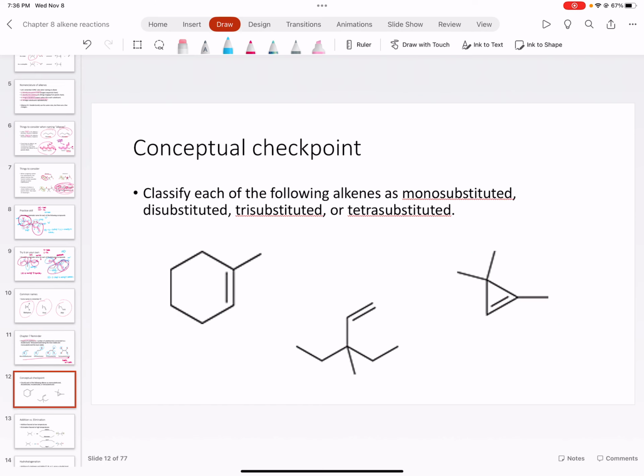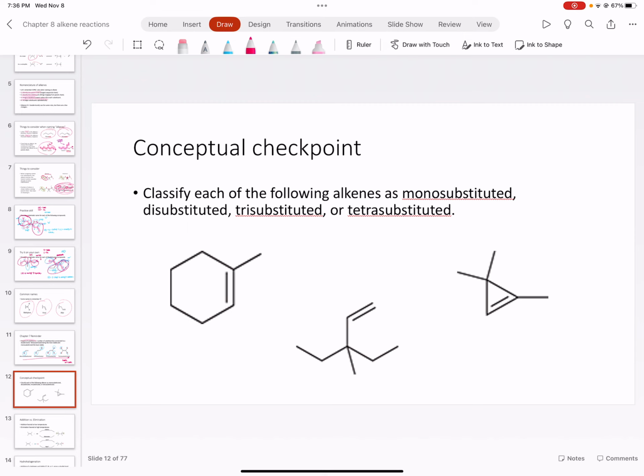And this is just a little checkpoint. Classify each of the following alkenes as monosubstituted, disubstituted, trisubstituted, or tetrasubstituted. These conceptual checkpoints are mainly just us trying to grasp a concept.